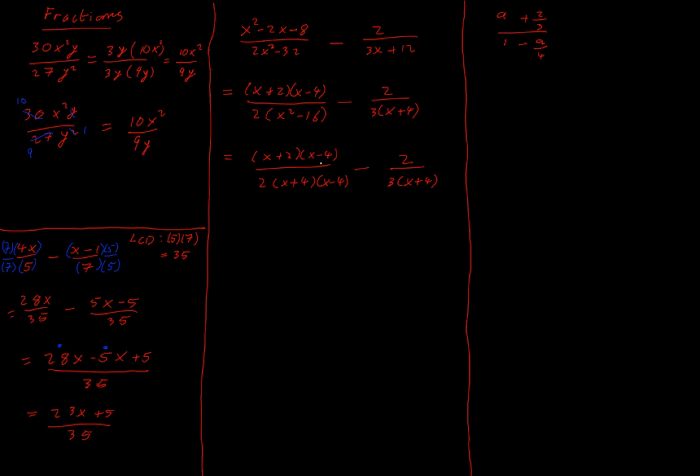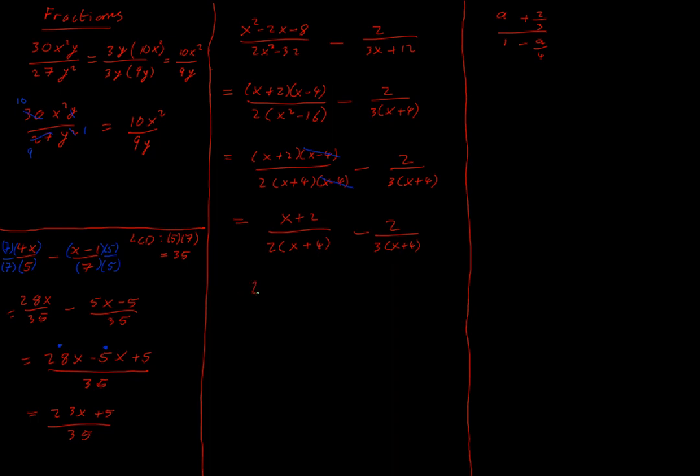So here I can see that I have an x minus 4 multiplied by everything on the top line and an x minus 4 multiplied by everything on the bottom line. So I can divide them out. They're common top and bottom. And let's see if that has helped us in our work. So now I have x plus 2 on the top line all over 2 on x plus 4 minus 2 all over 3 on x plus 4.